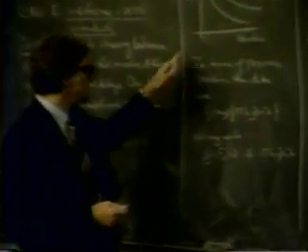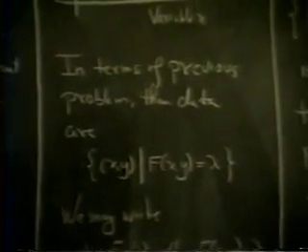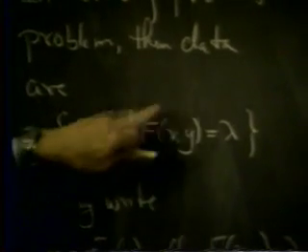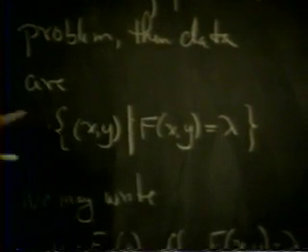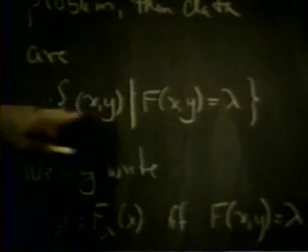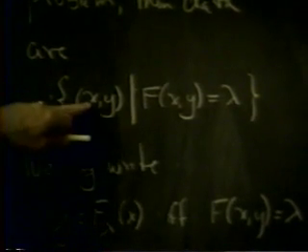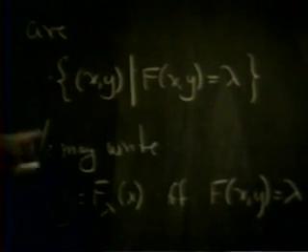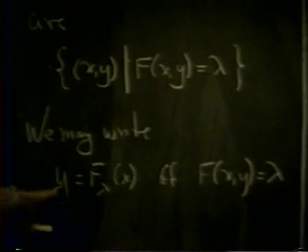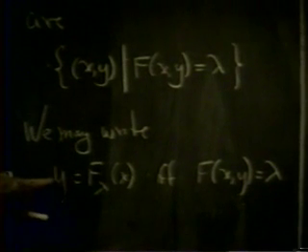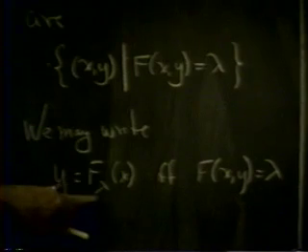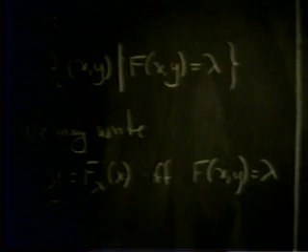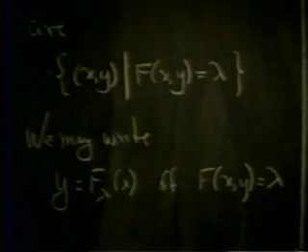In terms of the previous numerical representation of capital F of x and y, where f represents a numerical dependent variable, what we're seeking out here, what we have available, is the set of pairs x, y such that f of x, y is a constant. Or we may rewrite this in the form of expressing y as a function f sub lambda of x whenever f of x, y equals lambda, and the indifference curves are of this character.